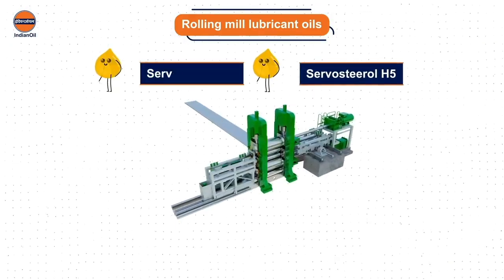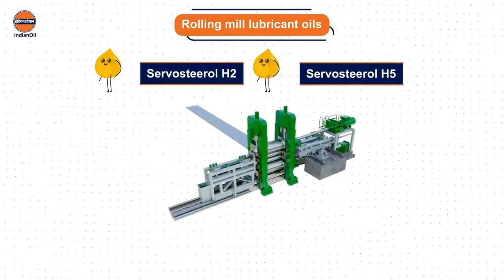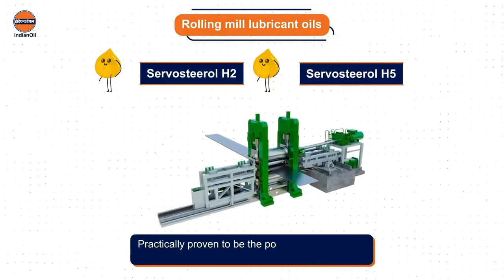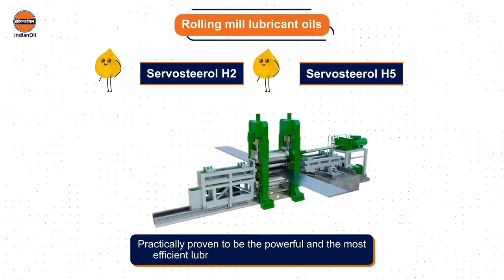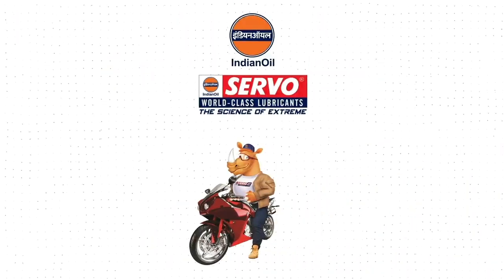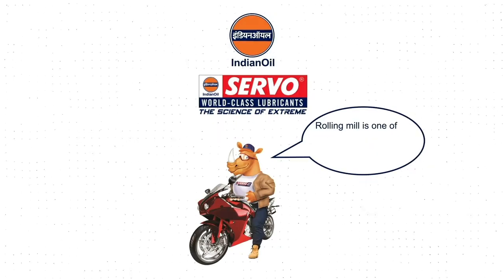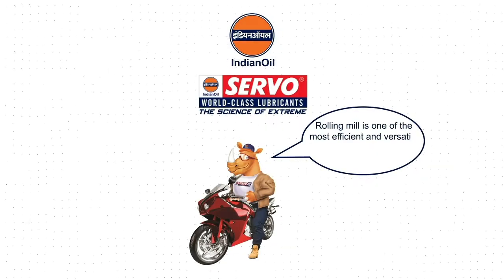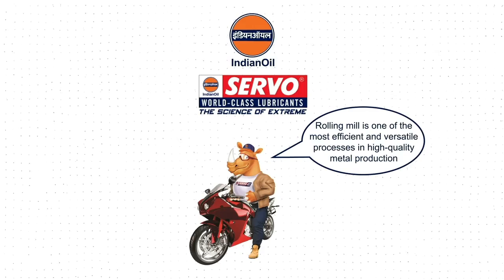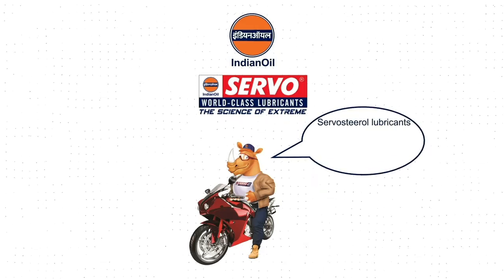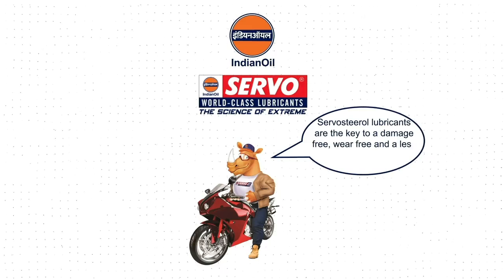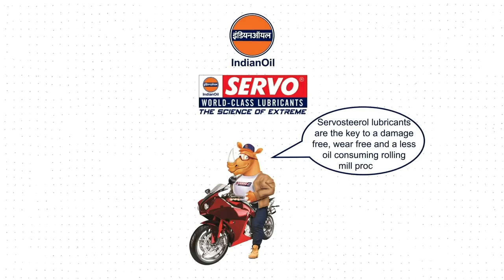Hence, Servosterol H2 and Servosterol H5 are practically proven to be the powerful and the most efficient lubricants in the rolling mill process. In conclusion, rolling mill is one of the most efficient and versatile processes in high-quality metal production. And Servosterol lubricants are the key to a damage-free, wear-free, and less oil-consuming rolling mill process.